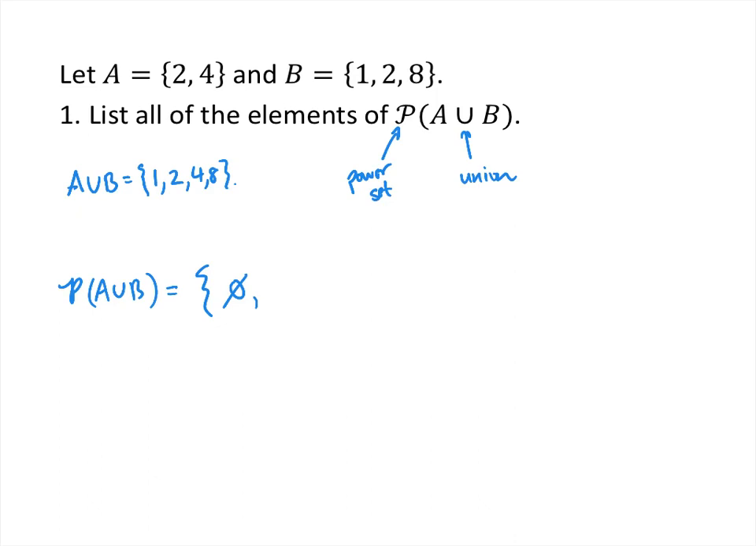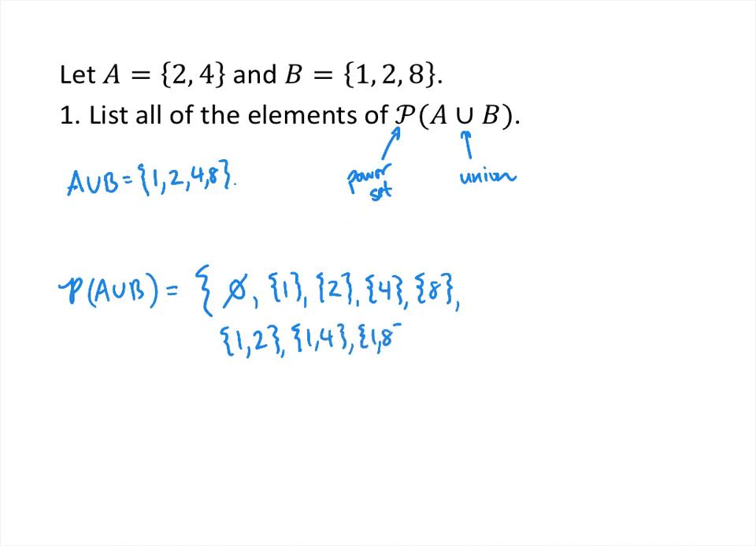What about all the subsets that have 1 element? Well, that's each of these individual elements by itself in one set. So that's going to be the set containing 1, the set containing 2, the set containing 4, and the set containing 8. All right, now we're looking at sets containing 2 elements. Well, 1 can get paired with any of the other elements. So 1 and 2, 1 and 4, 1 and 8.